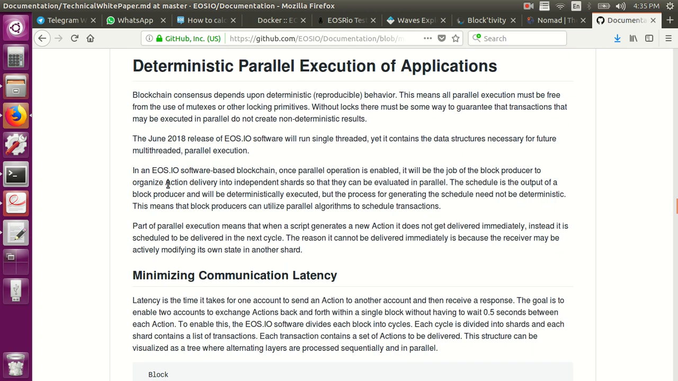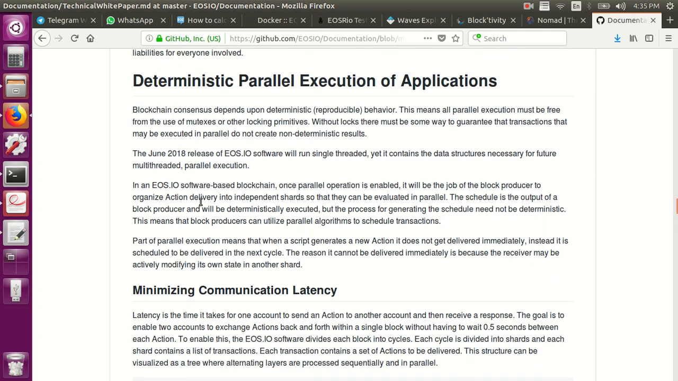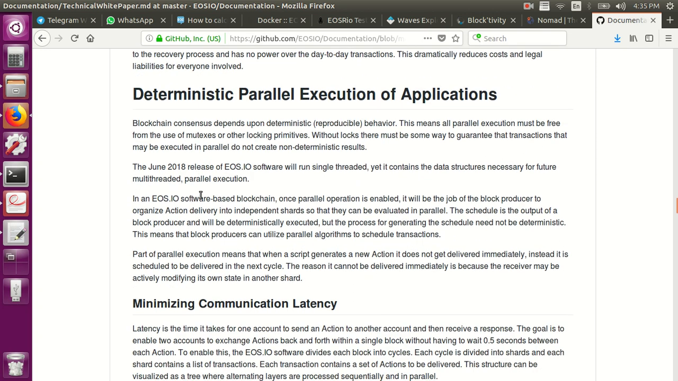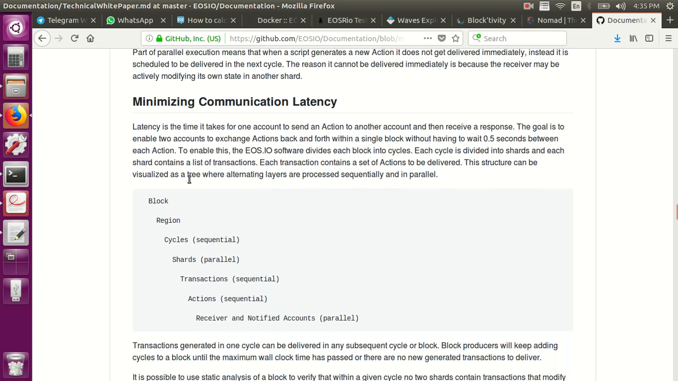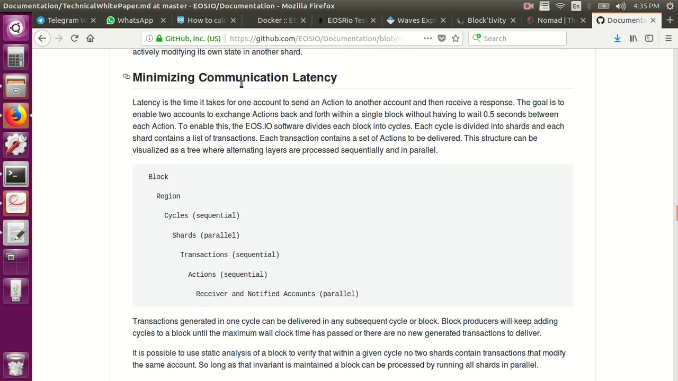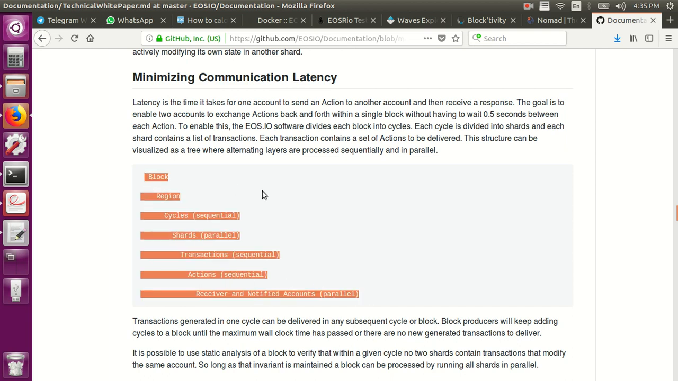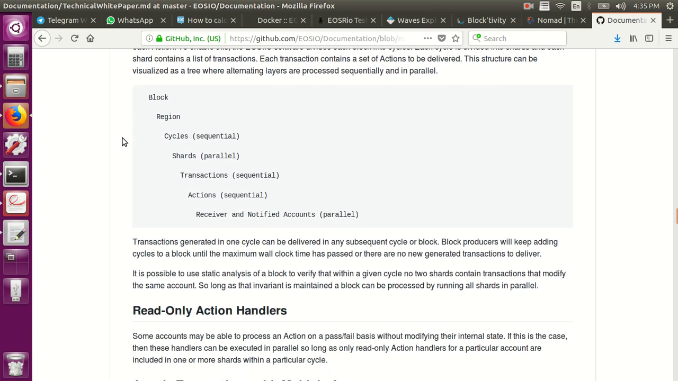Let's see, what else do we have here? Deterministic parallel execution of applications. This is kind of similar to what I was talking about previously, about how they've separated what should be parallelized and what should be sequential in execution. So they talk about that here in the white paper. Minimizing communication latency. This little diagram here, when I first read it, I was very confused by it. What do they mean? What's going on here?